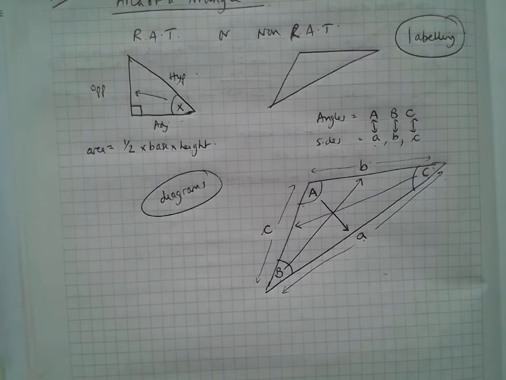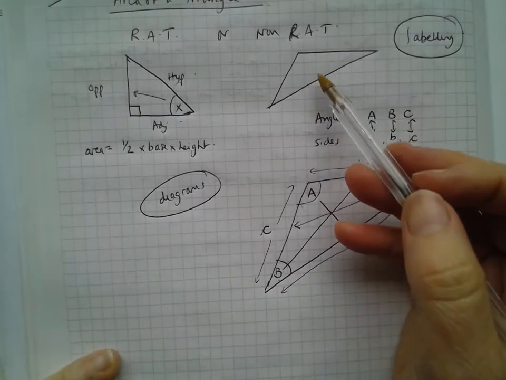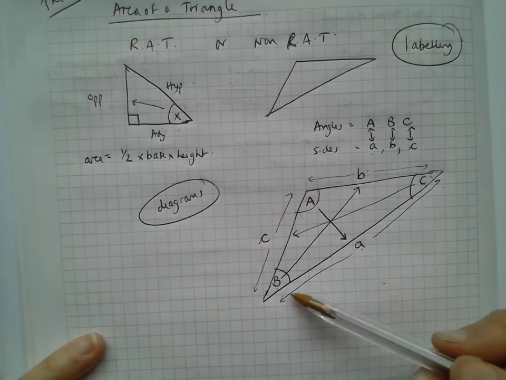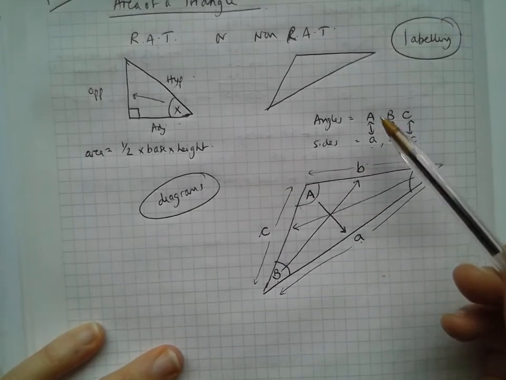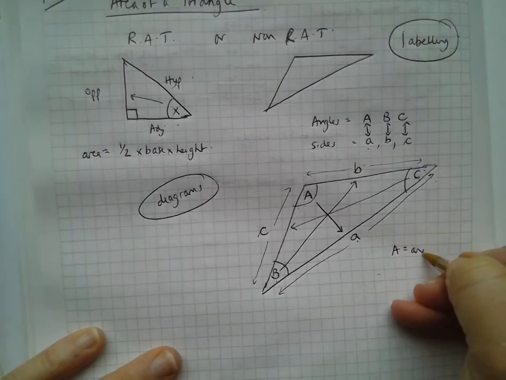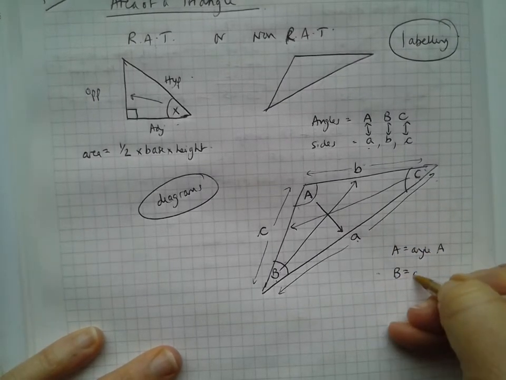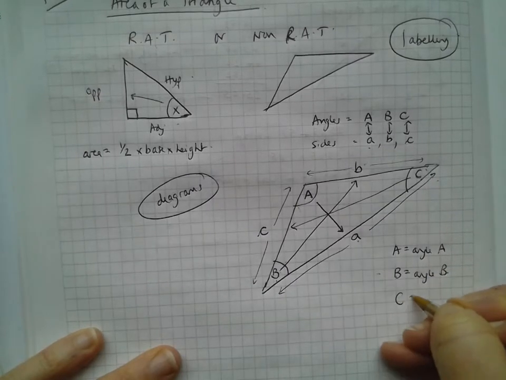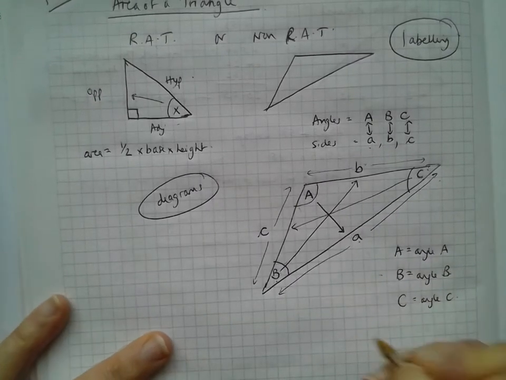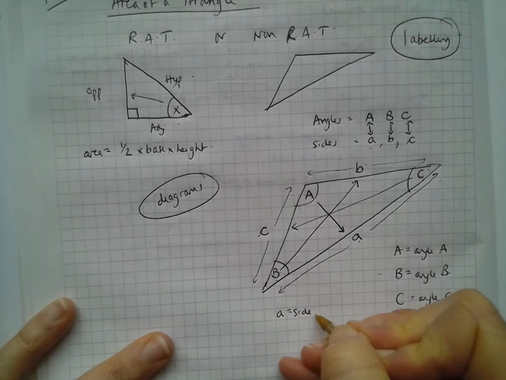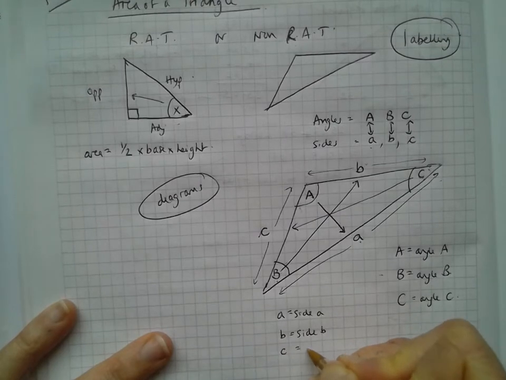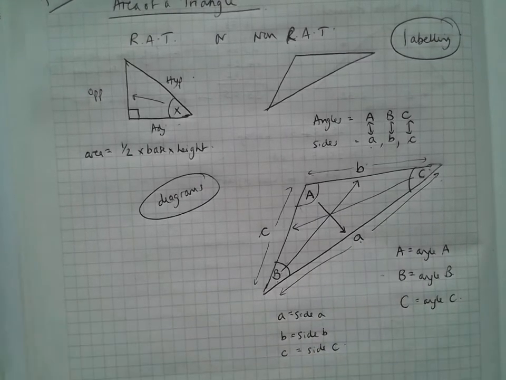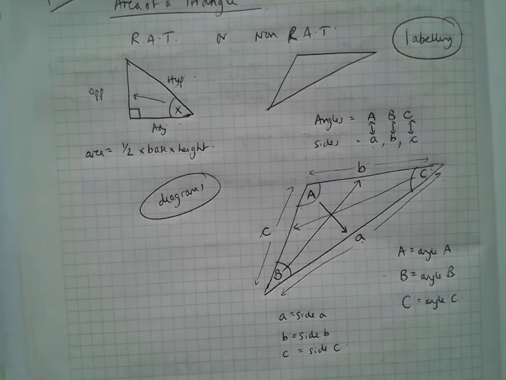So the formulas we're going to use for non-right angle triangles, non-rats, all rely on these letters A, B, and C. So anytime you see a capital letter A, you know it's an angle A. A capital B means angle B, and a capital C means angle C. A small a means side a, a small b means side b, and a small c means side c. Small letters mean side, capital letters mean angles.